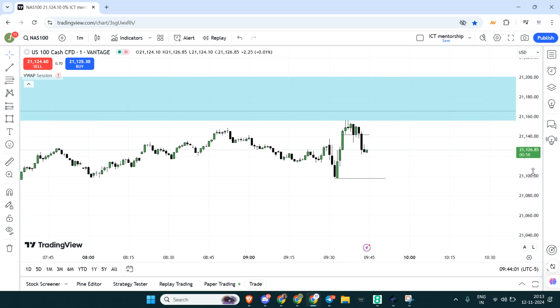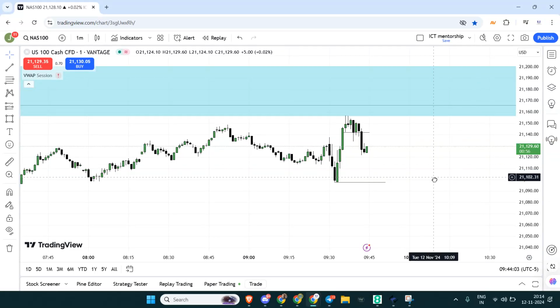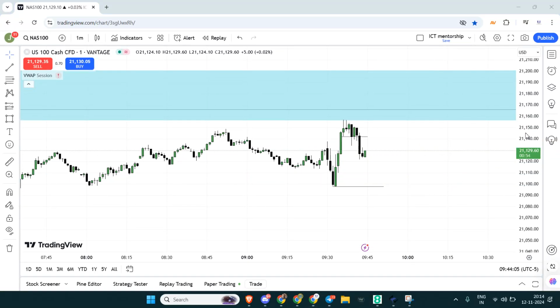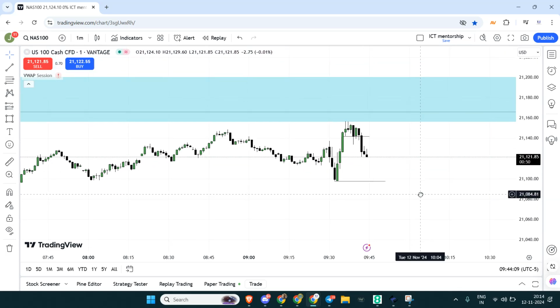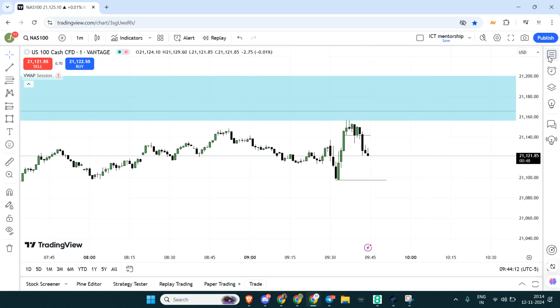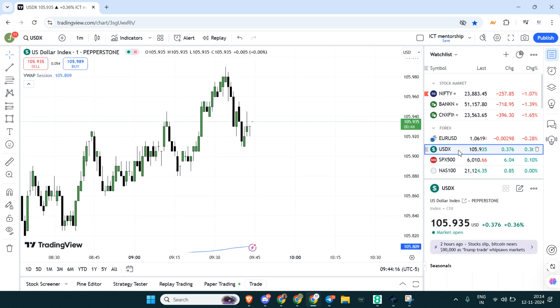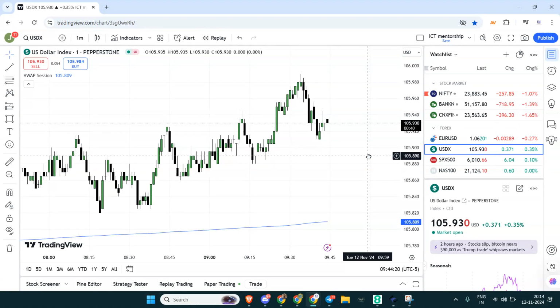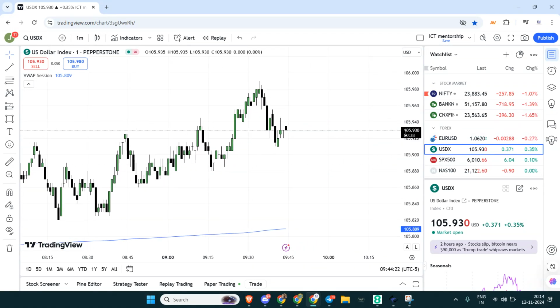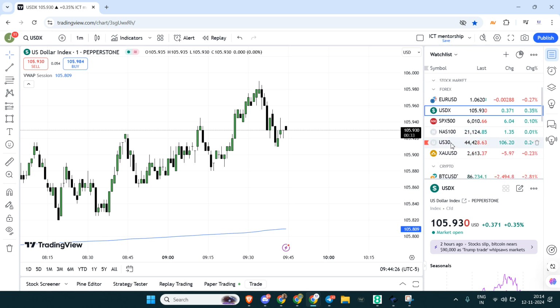I guess US30 and other global markets are driving the US Nasdaq price down. The US dollar index is going higher, so that's also an important mark.